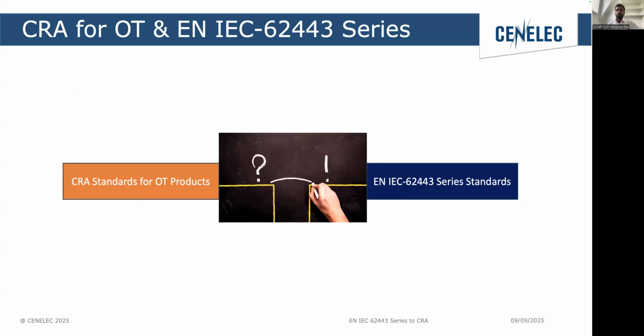So we know what is CRA and we know what is OT. Now we have to map it with the IEC 62443 series. Why do we need to map it? Why should we map it to the IEC 62443 series? There will be many questions. We know we have to apply CRA to OT products, but why should we map to this IEC series? Many of you may have these questions.